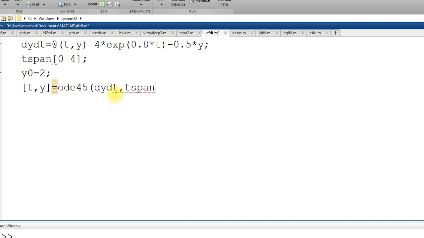So tspan, comma, y0, already defined. And that's it. So if I run this one, I can see there is an error sign. tspan equal. Okay. That's it. Yes, I got the output in the command window.